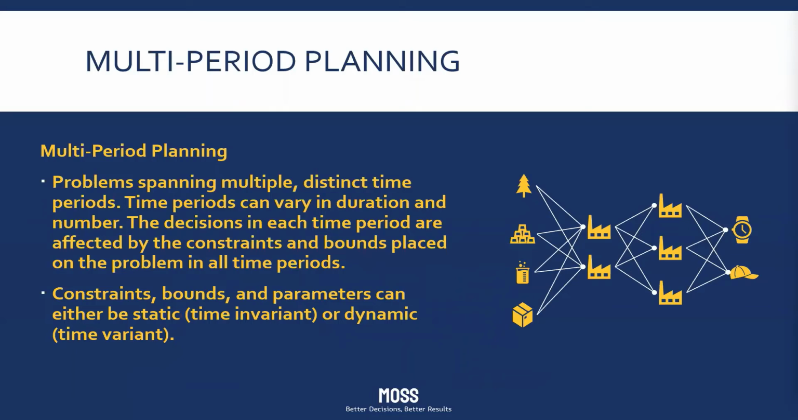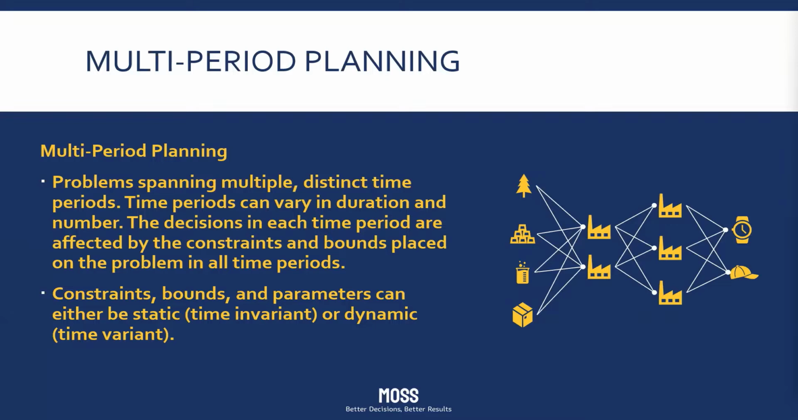Let's start with a quick overview of what multi-period planning means. Multi-period planning deals with problems spanning multiple distinct time periods. These time periods can vary in duration and number. The decisions in each time period are affected by the constraints and bounds placed on the problem in all time periods. Constraints, bounds, and parameters can either be static, also called time invariant, or dynamic, also called time variant. This means that some inputs will change from period to period while others will not. This is all to say that multi-period problems are markedly more complex both in formulation and in analysis.